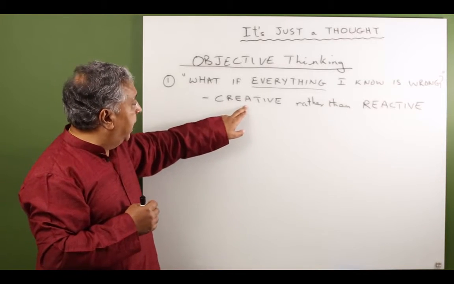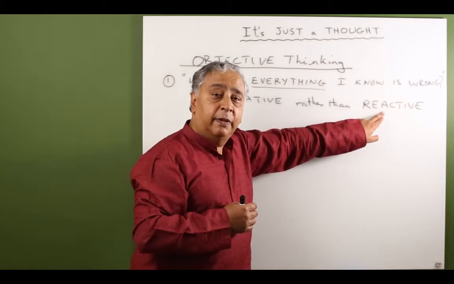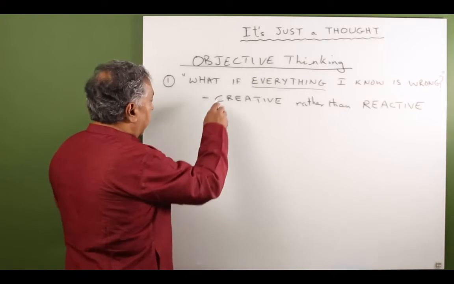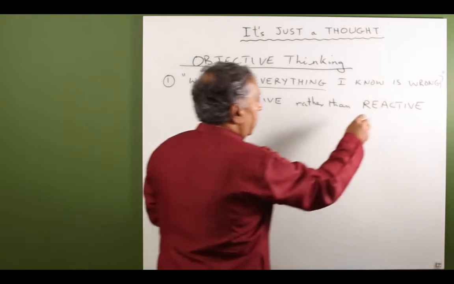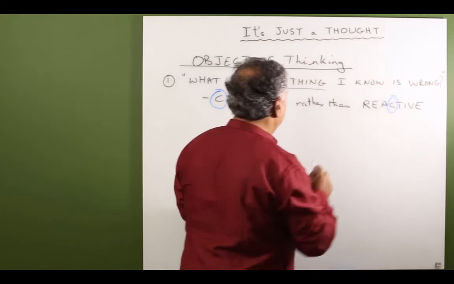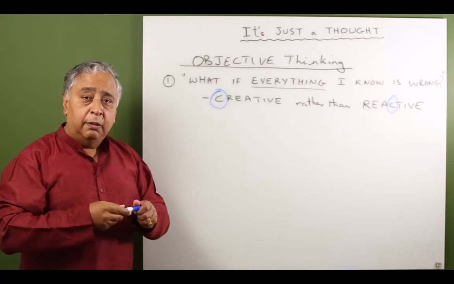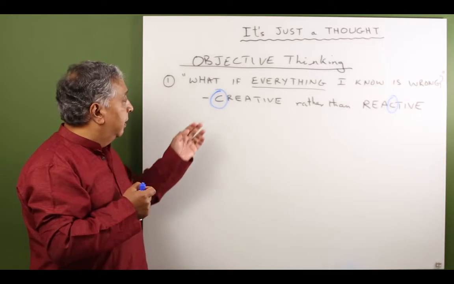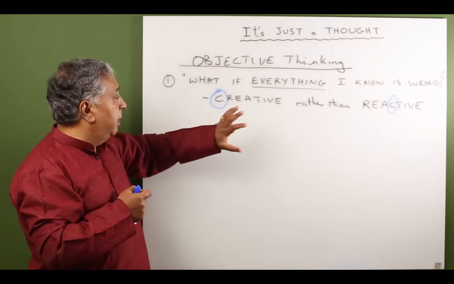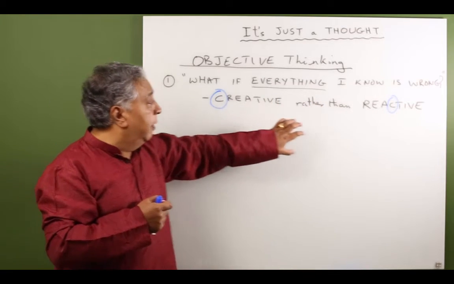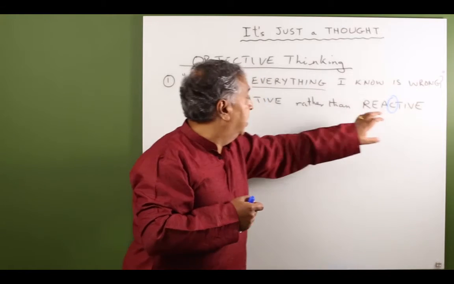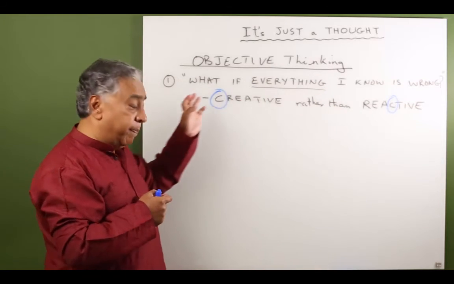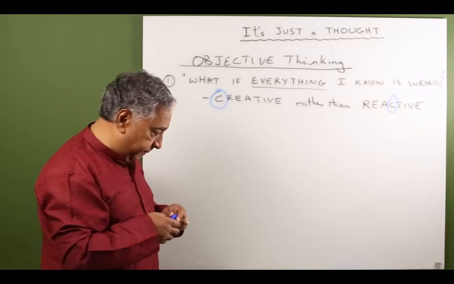Notice, creative, reactive. The only difference is the position of the letter C. So imagine that seeing is the difference between being a creative person or being a reactive person. And this is based on the fact, what if everything I know is wrong? Remember that as a phrase.